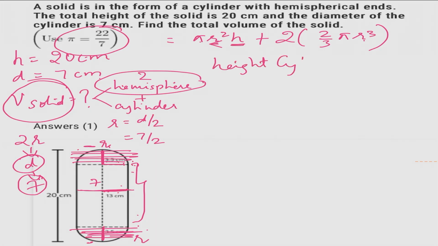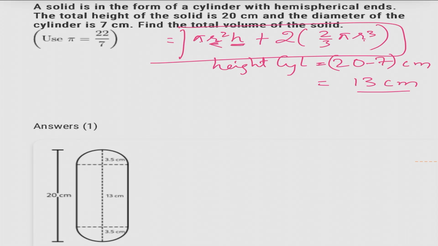So, the height of the cylinder is equal to 20 minus 7. How did we get 7? We know that the distance from here to here in the hemispherical part is radius. Again from here it is radius. R plus R is 2R, which is nothing but the diameter, which is already given. It is 20 minus 7 centimeter. Hence, it is 13 centimeter.